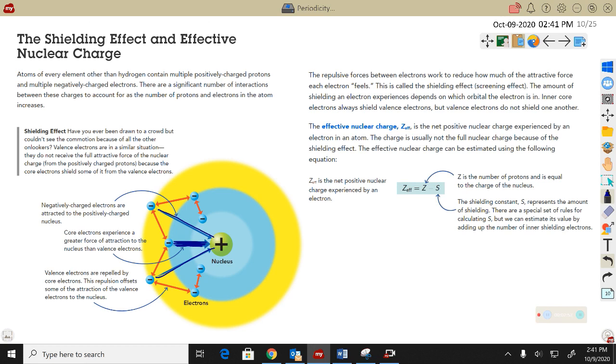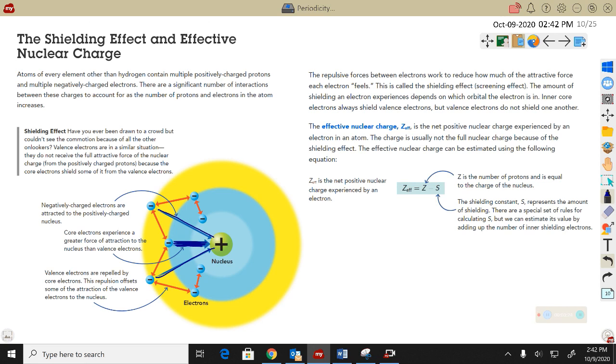A lot of the properties that we experience in the lab can be explained by looking at the degree of attraction between the nucleus and the outer electrons. If the electrons are strongly attracted to the nucleus, then it makes the atom really stable. But if that attraction is weak, then we've got some highly reactive atoms. And so we want to be able to gauge the strength of the attraction between the nucleus and the electron cloud. Now, here's what's important.